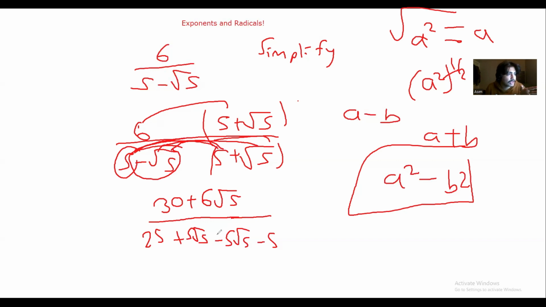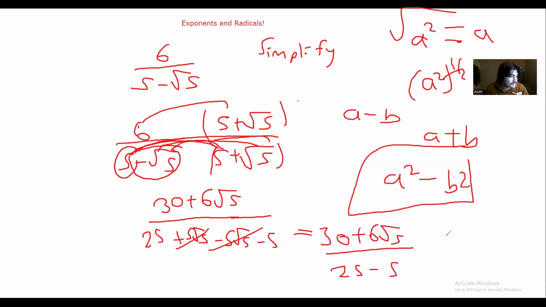Now, there is a beautiful thing down there, guys. I hope you noticed it. We can cancel 5 radical 5 with negative 5 radical 5. They just cancel each other out. Now, we end up with 30 plus 6 radical 5 divided by 25 minus 5. And this will be 30 plus 6 square root of 5 divided by 20. Actually, sorry, we can't cancel the zeros. We can divide this by 2 and make it a little bit simpler, but you can just leave it like this. Just notice that we had a radical under our fraction, and we were able to get rid of it by using conjugates. This is the point of this lecture, guys.